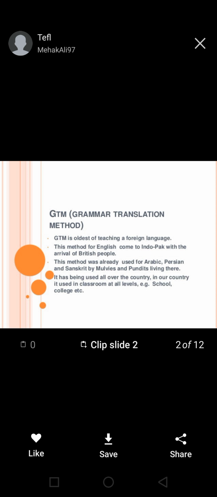Today we are going to talk about grammar translation method or GTM. It is one of the oldest methods of teaching a foreign language. This method for English came to Indo-Pak or subcontinent with the arrival of the British people. This method was already used for Arabic, Persian and Sanskrit by Maulvis and Pandits living there.